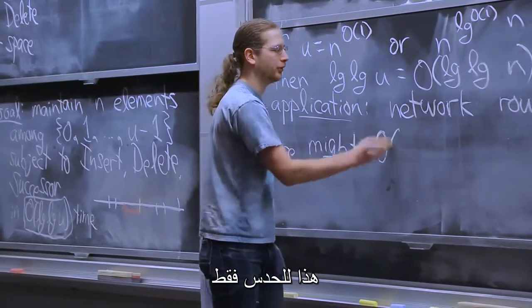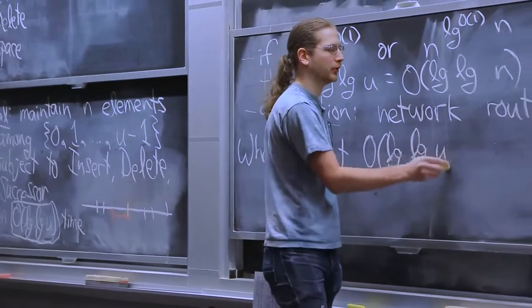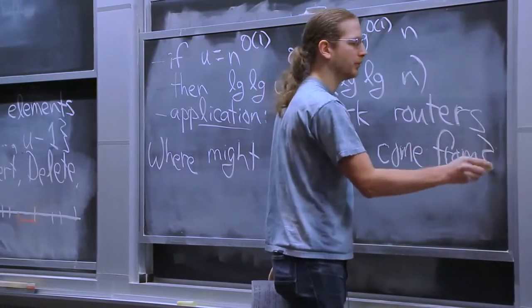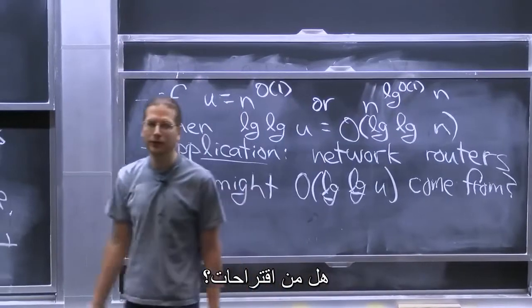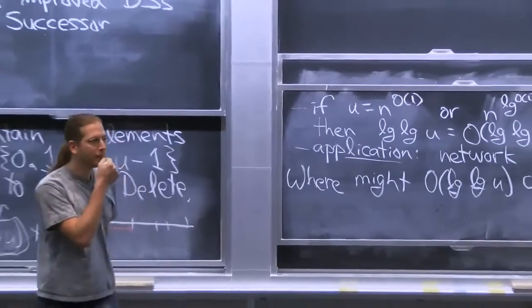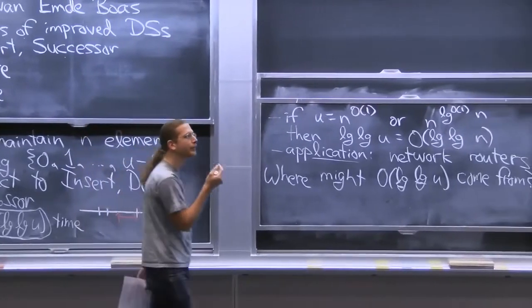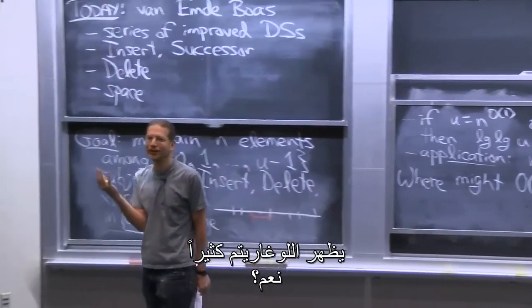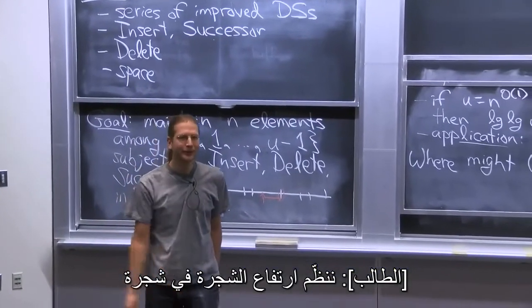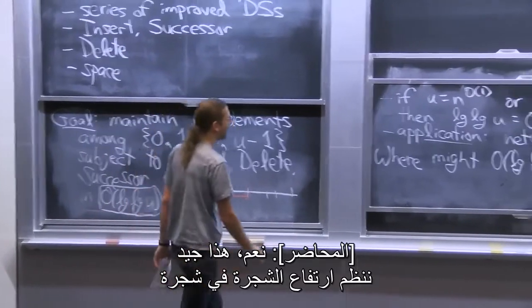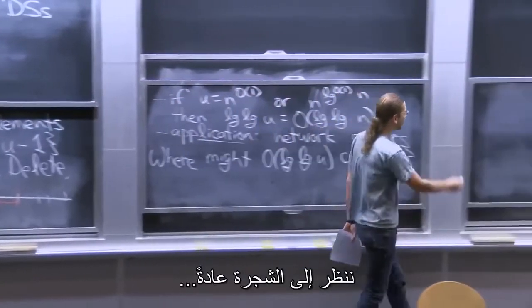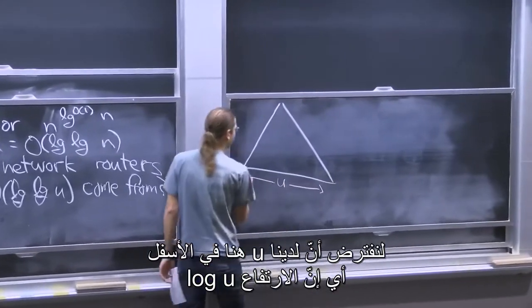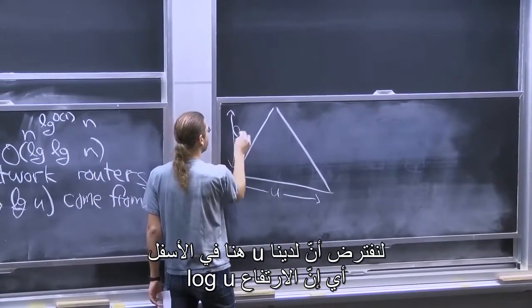This is just intuition. Any suggestions? We see logs all the time, so yeah. You organize the height of a tree into a tree. Ah, good. So we normally think of a tree, let's say we have U down here. So the height is log U.